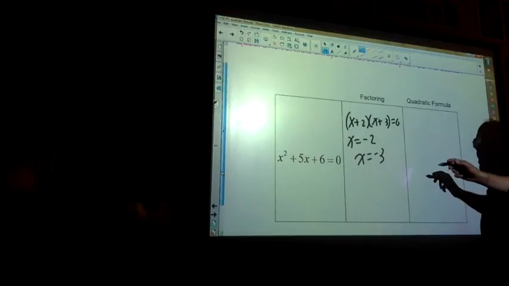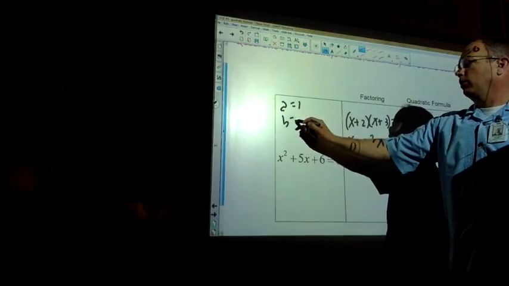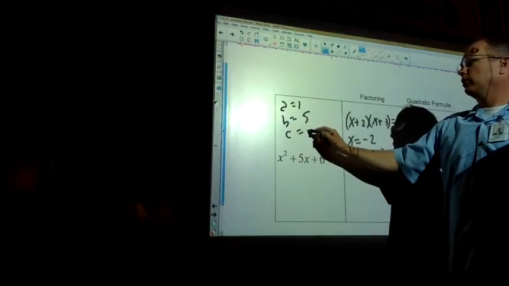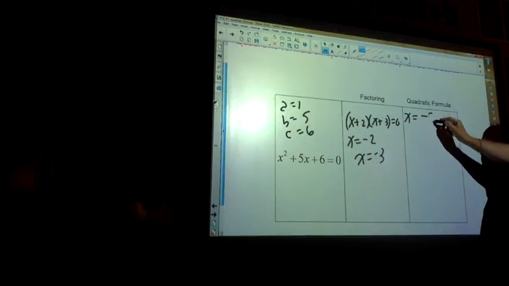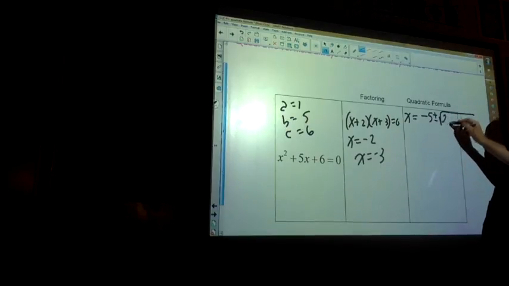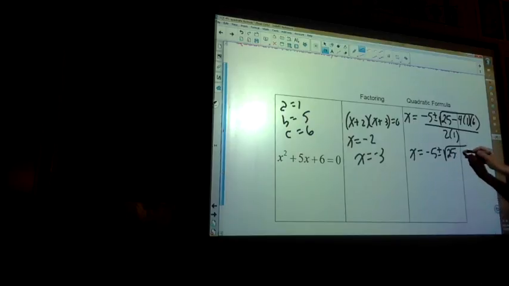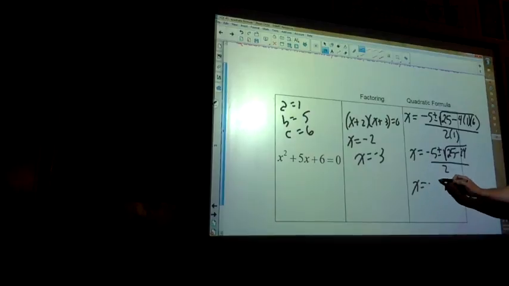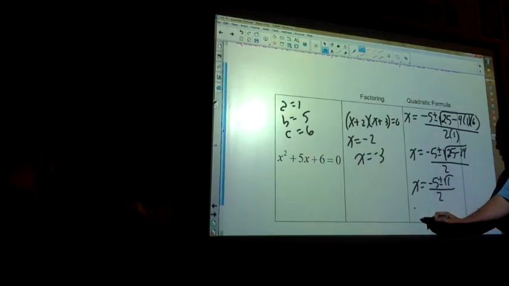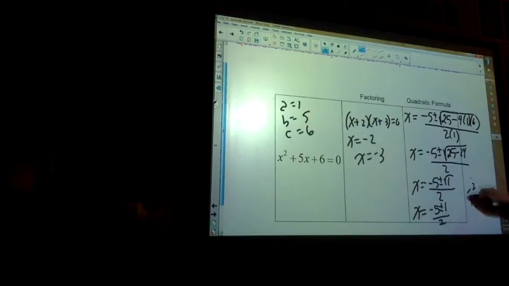Okay? If you use the quadratic formula, you know that a is equal to 1, b is equal to 5, c is equal to 6. So x is equal to negative b plus or minus square root b squared minus 4ac all over 2a. That's 25. Oh, 25 minus 24. Help me out. 1. There you go. The square root of 1 is equal to what? 1. Cool. Negative 5 plus 1 is negative 4. Negative 4 divided by 2? Negative 2. Negative 5 minus 1? Negative 6. Negative 6 divided by 2? Check, check.